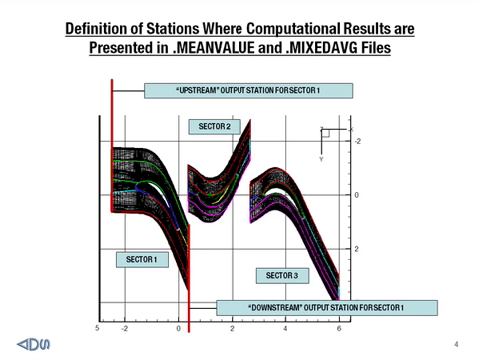Now, it's important for the user to understand where the results are tabulated for the first two files, the .meanValue and the .mixedAverage files. This chart shows a three-row turbine computation or setup. It happens to be a three-row research turbine made up of a vane, blade, vane. And shown here is the computational mesh.